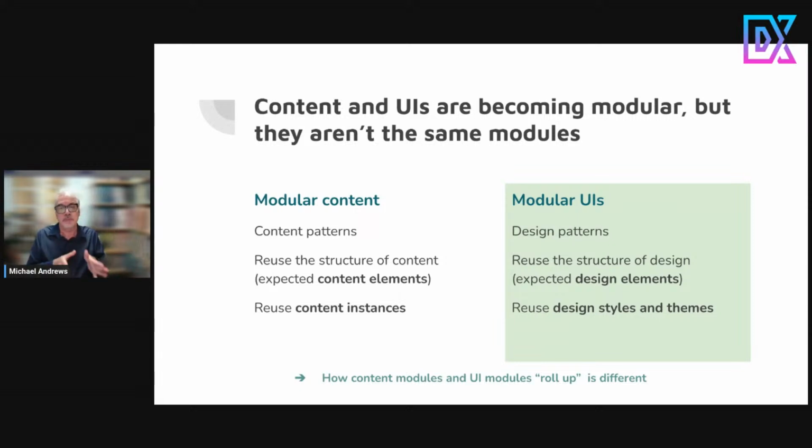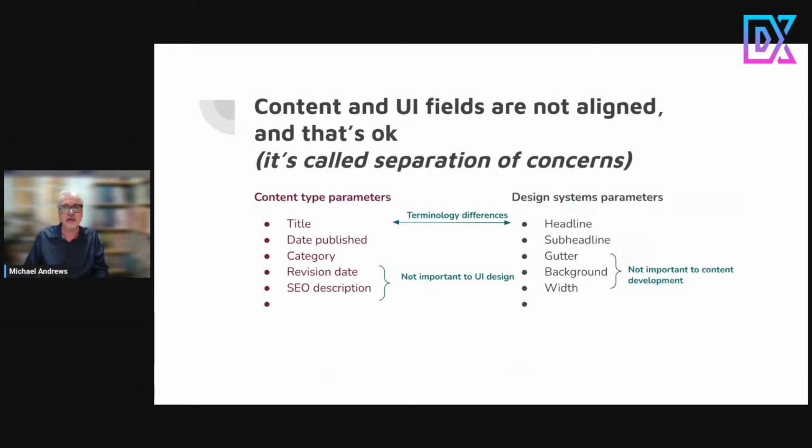So they both start from very granular pieces and roll up into more sophisticated pieces, but they're rolling up differently. They're not really the same thing. And the fields, for example, aren't aligned, and that's perfectly all right. This is separation of concerns, and it's a good thing. I know a lot of people struggle with this, but it's a very good thing. We want to enable this.